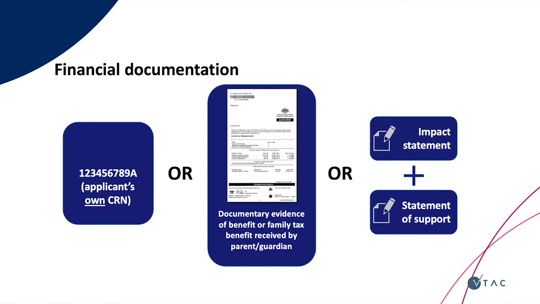So as you can see, for the financial documentation, it might only be your own CRN, or it might be documents of a benefit or family tax benefit that is received by your parent or your guardian. Or if neither of those are the case, but you have been impacted financially, then you can make a statement yourself that says that, and you can explain how you have been impacted, and then you have to have a statement of support. Somebody who is able to concur and confirm that you have suffered from those circumstances.